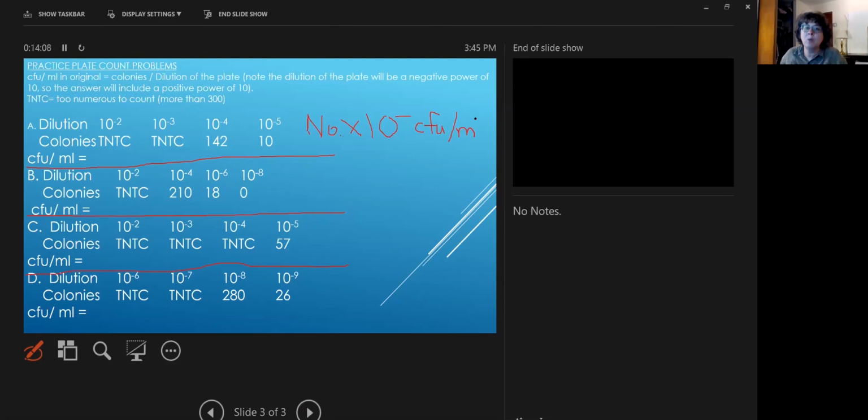There will only be 1 plate from each experiment that is the correct one to use for the calculation. So experiment A will only have 1 answer. Experiment B will only have 1 answer. Experiment C will only have 1 answer. And experiment D will only have 1 answer. You do 1 calculation for each experiment.